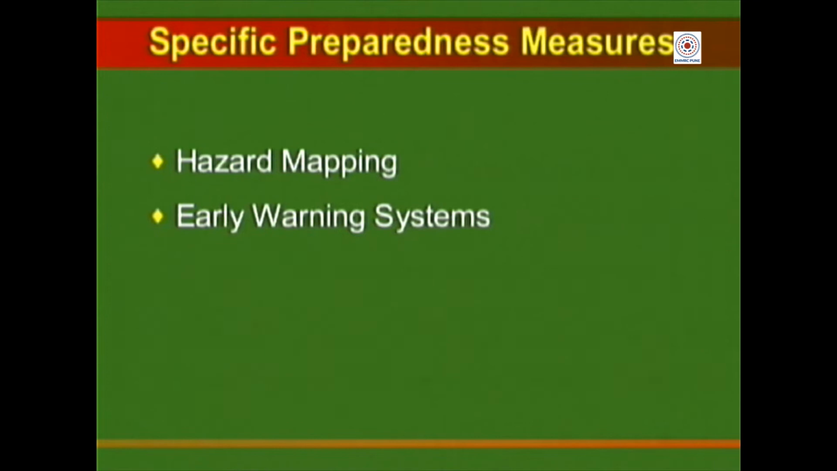Early warning system: because tsunami can be warned, we need to have a very specific warning communication system. The fishermen community going for fishing must be told and warned about the chances of a tsunami, so that their lives may be saved.